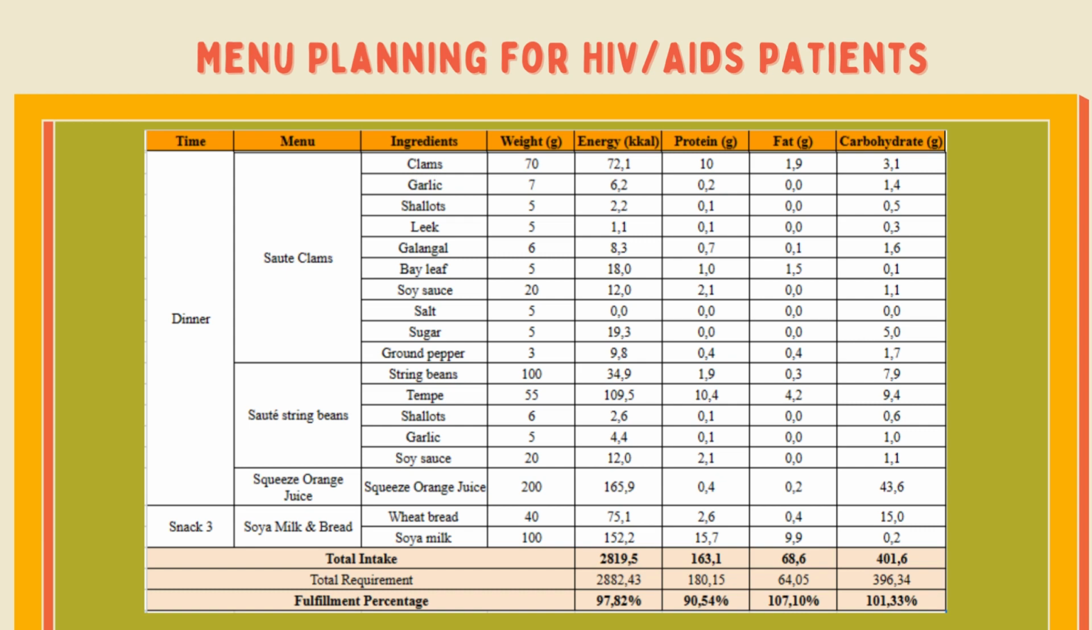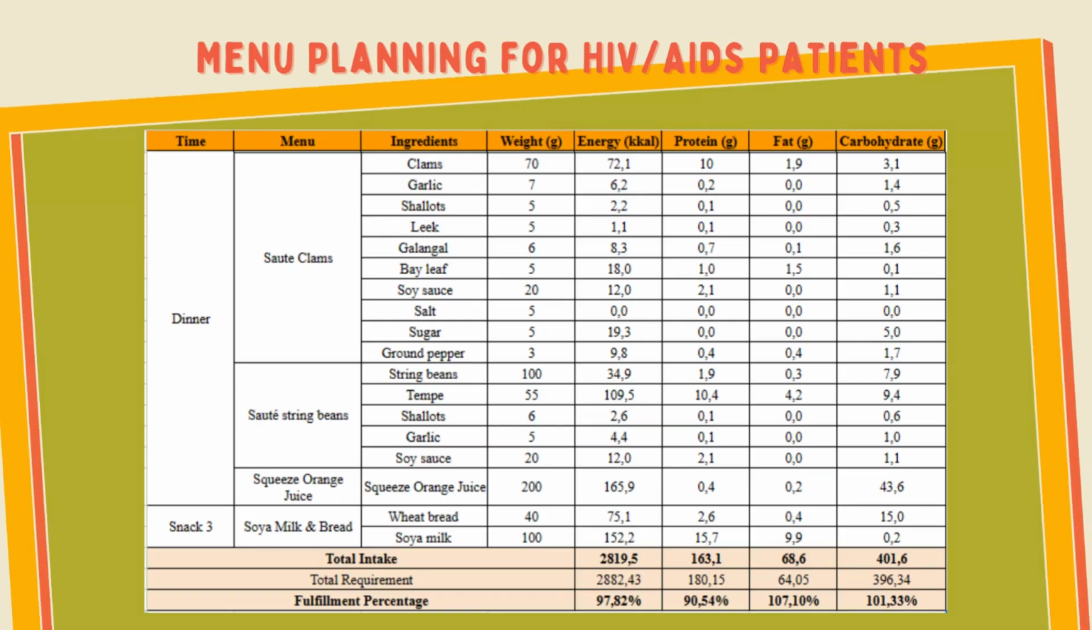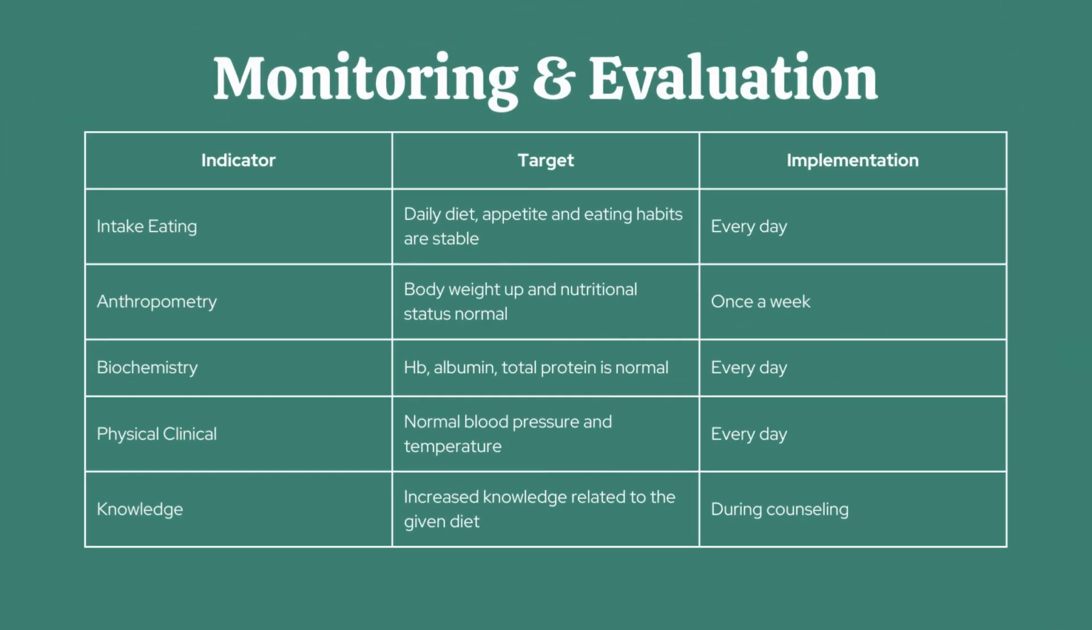For this menu planning, we have total intake for energy is 2819.50. For protein is 163.1. For fat is 68.6. And for carbohydrate is 401.6. Next is monitoring and evaluation.